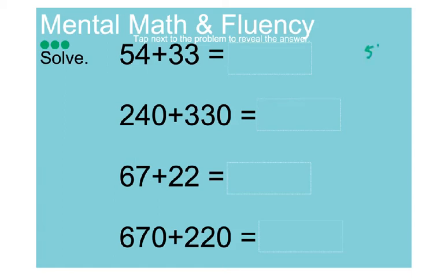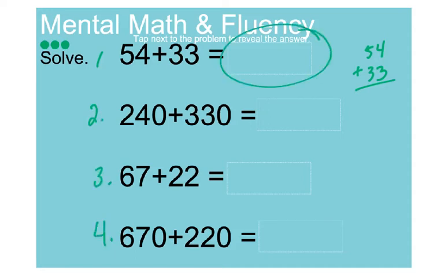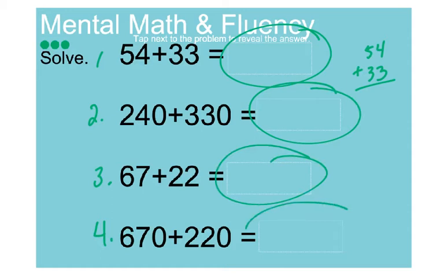If you have to, you can go ahead and line them up. But we are looking at mental math fluency. So again, number 1 to 4 on your whiteboard, and answers only. Here's a little suggestion. What helps me is I just look at the ones place first.